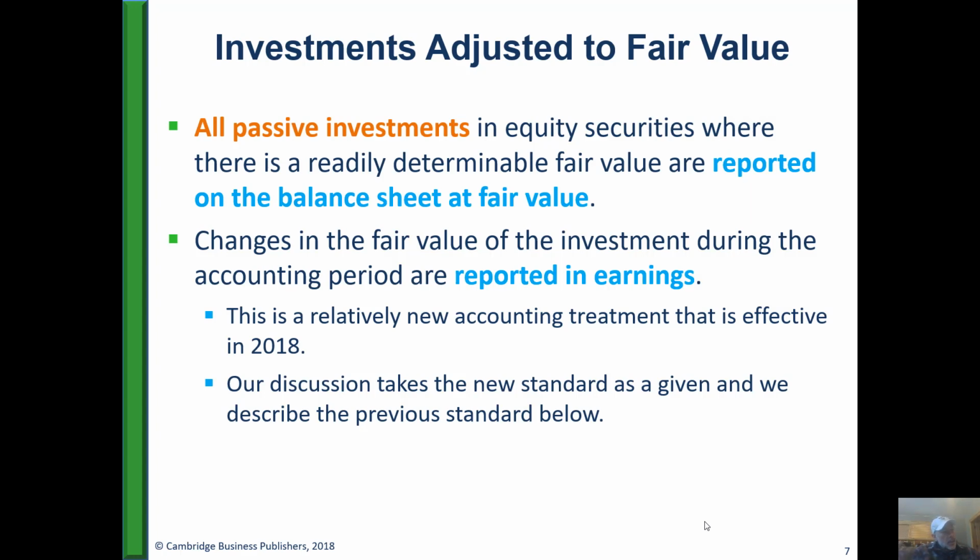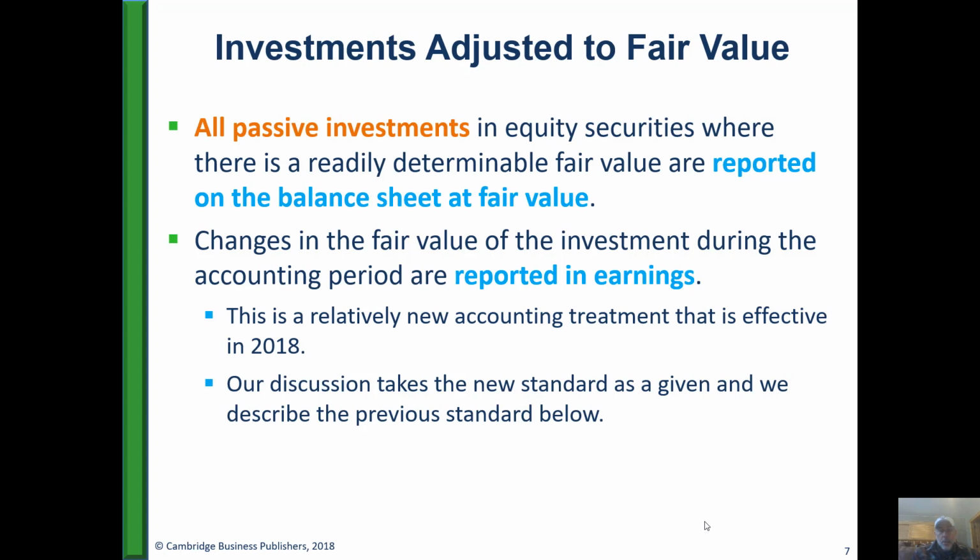So on this next slide here, I had made a note to myself to just circle that second bullet point in green there that says changes in fair value of the investment during the accounting period are reported in earnings. So changes in fair value of the investment during the accounting period are reported in earnings. And then the sub-bullet point underneath there denotes that this is a relatively new accounting treatment that is effective in 2018.